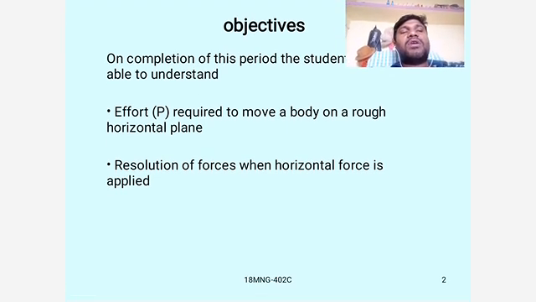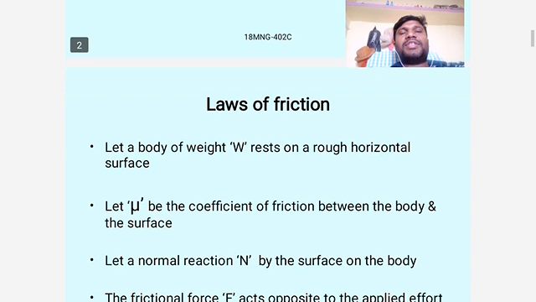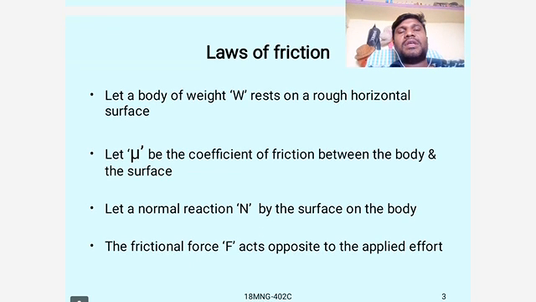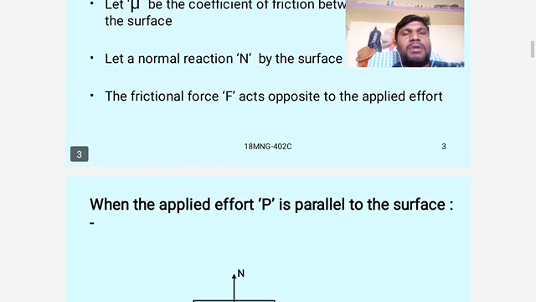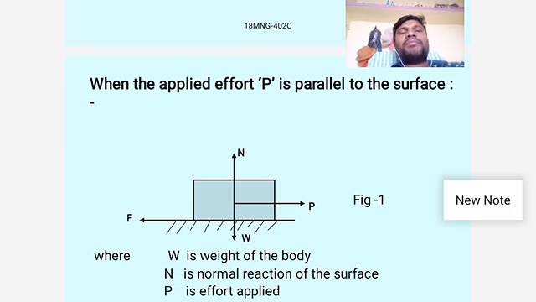Resolving of force when horizontal force is applied. Law of friction. Let a body of weight W rest on a rough horizontal surface. Let mu be the coefficient of friction between the body and the surface. Let a normal reaction N be exerted by the surface on the body. The frictional force F acts opposite to the applied force, when the applied effort P is parallel to the surface.